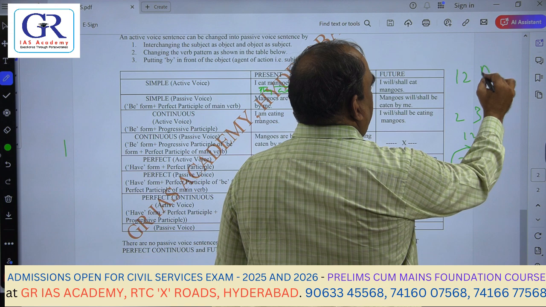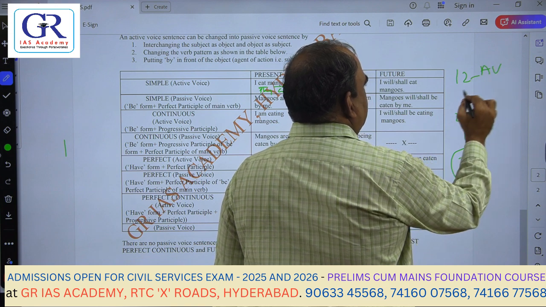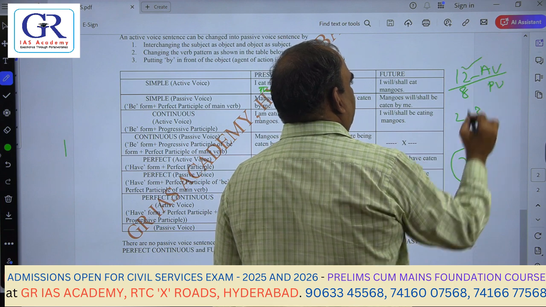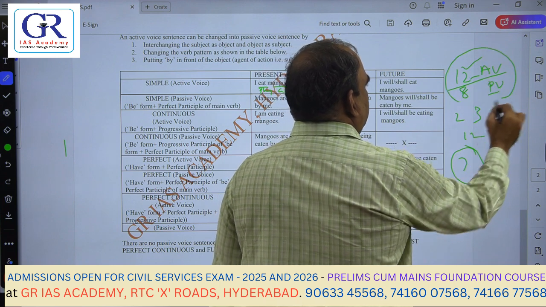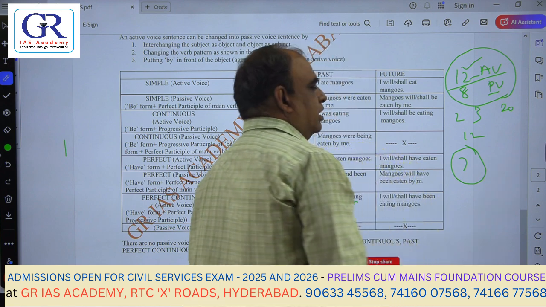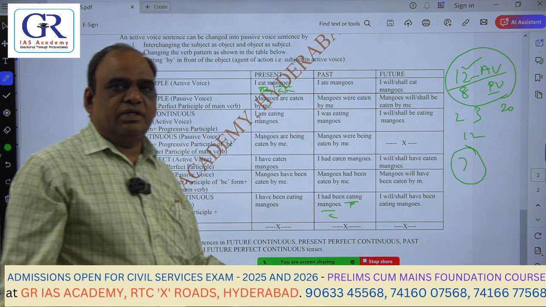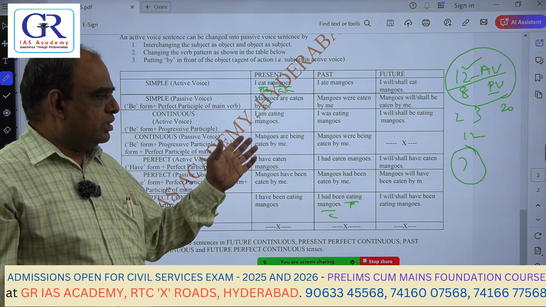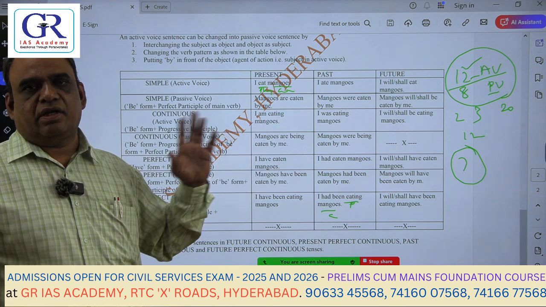In active voice, there are 12. In passive voice, there are 8. If you consider only active voice, then there are 12. If you consider passive voice also, then there are 20 tenses. If you understand this 20-tense framework, this is known as a structural understanding of grammar.